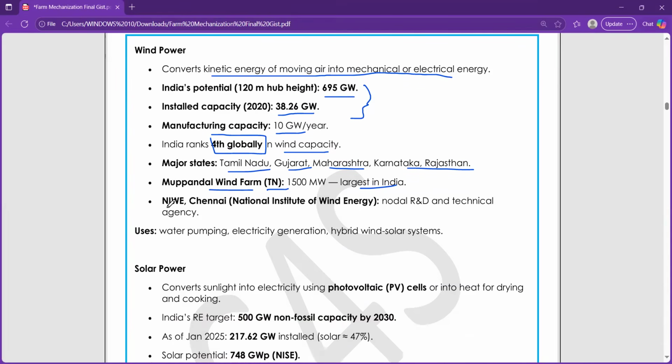And next we have NIWE in Chennai, the National Institute of Wind Energy, which is the nodal agency for research and development and technical support. We generally use wind power for water pumping, electricity generation, and hybrid wind-solar systems.